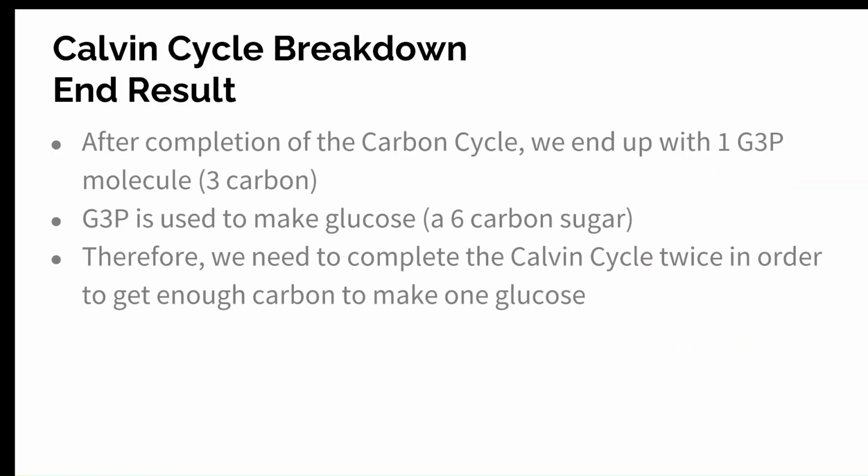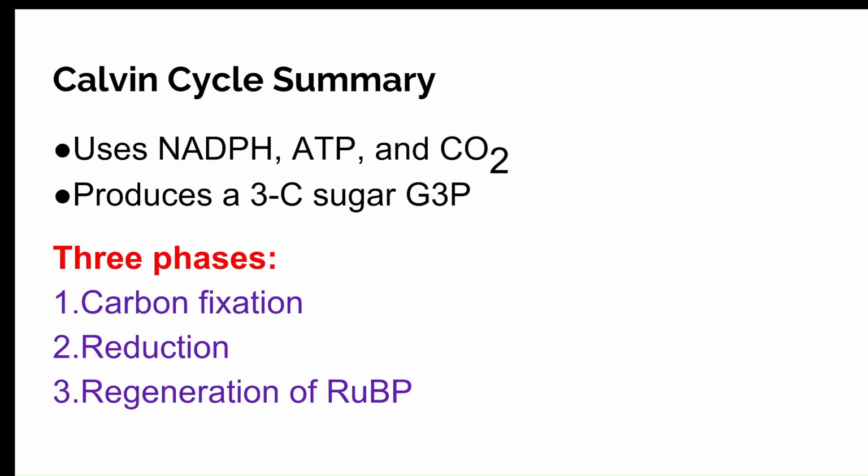All right, so here's the end result. After completion of the carbon cycle, we end up with 1 G3P molecule, which is a 3-carbon molecule. G3P is used to make glucose, which is a 6-carbon sugar, and therefore we need to complete the Calvin cycle twice in order to get enough carbon to make 1 glucose. So that's pretty much what I just mentioned before.